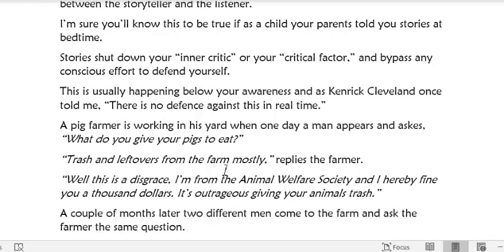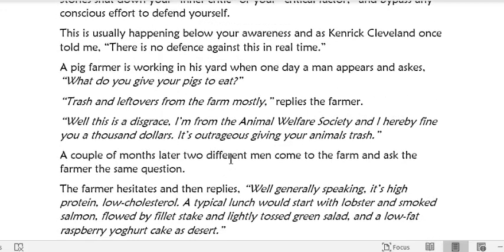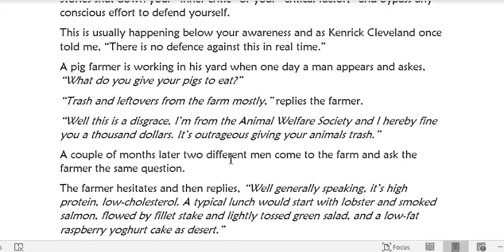So a pig farmer is working in his yard one day when a man appears and asks, what do you give your pigs to eat? Well, trash and leftovers from the farm, mostly, replies the farmer. Well, this is a disgrace. I'm from the Animal Welfare Society, and I hereby fine you $1,000. It's outrageous giving your animals trash.